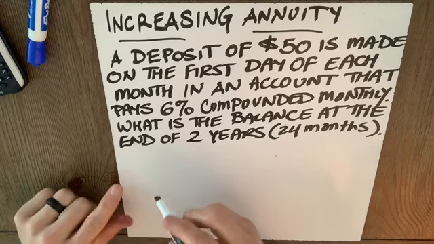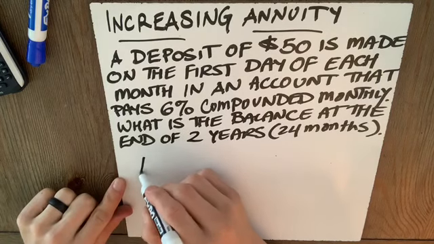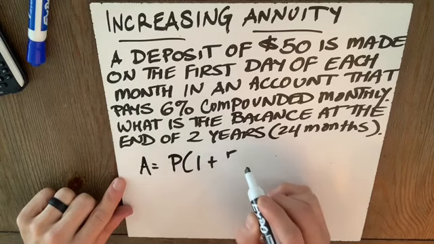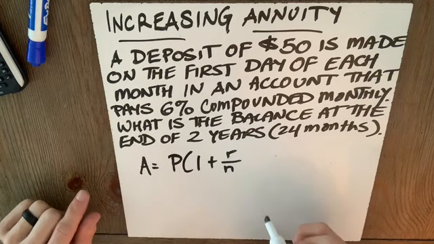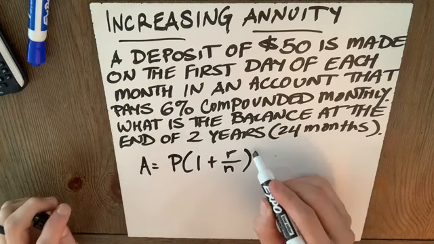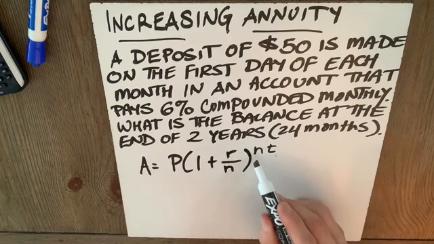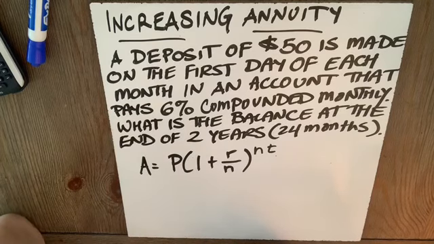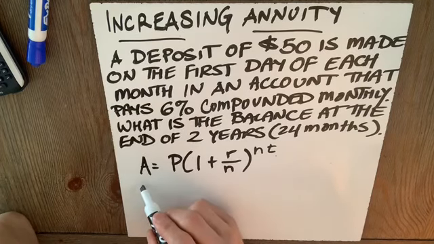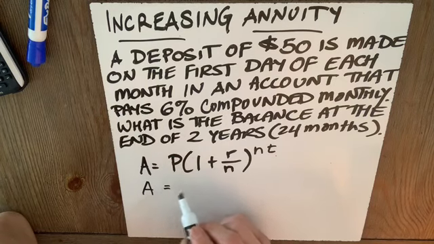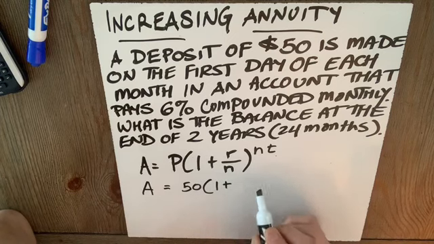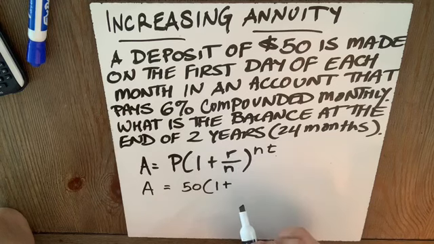In January of 2020, first of all, we have to remember that the amount in the account is equal to the principal times 1 plus the interest rate, divided by the number of times you compound per year, raised to the nt, which is the number of times you compound per year, times the number of years. So our first payment in January of 2020, the amount is equal to our principal, which we put in, $50, times 1 plus our rate, 6%. That's 6 divided by 100, or 0.06.